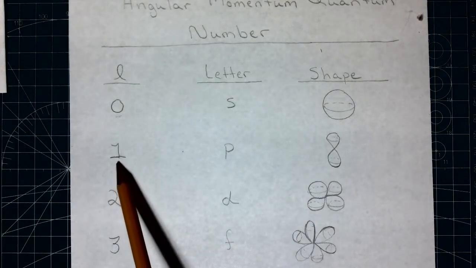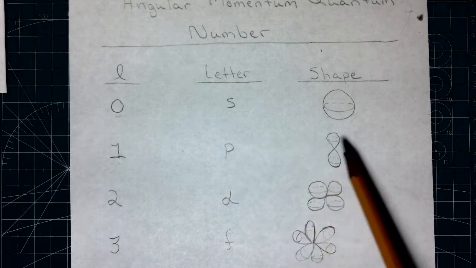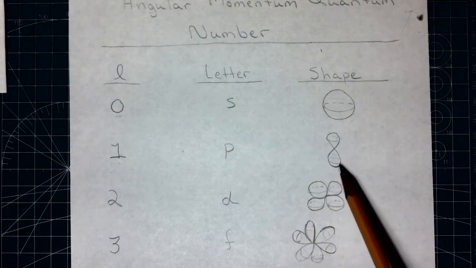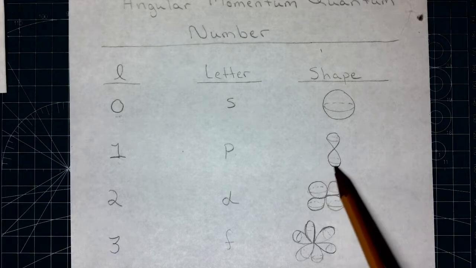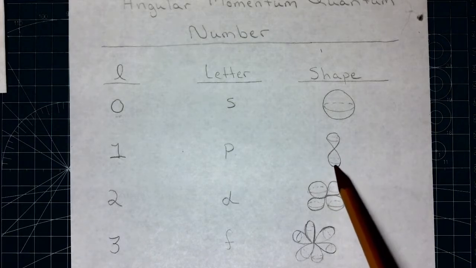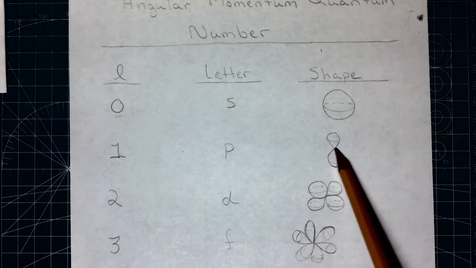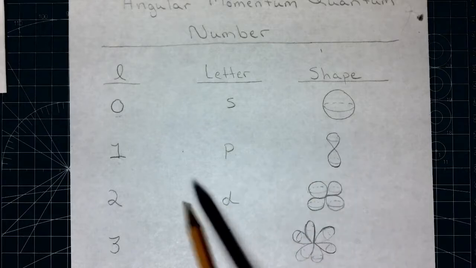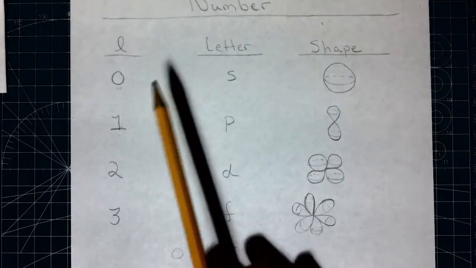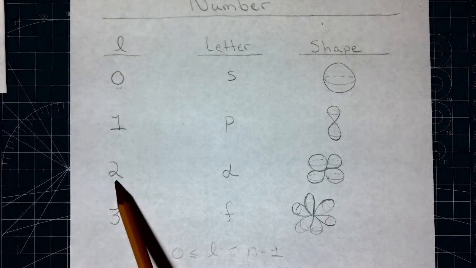The next value we can take on is going to be 1. This corresponds to a p orbital. And the p orbital has this kind of three-dimensional dumbbell shape, where we have a spherical sort of little guy down here and a spherical guy up here, and then this little, what they call a node, in between. The next angular momentum number would be 2.